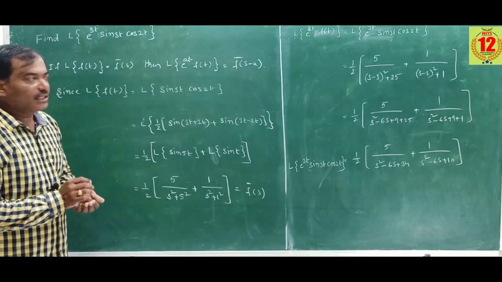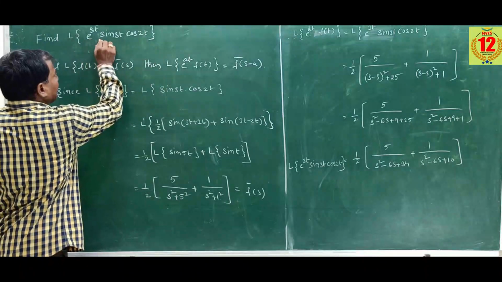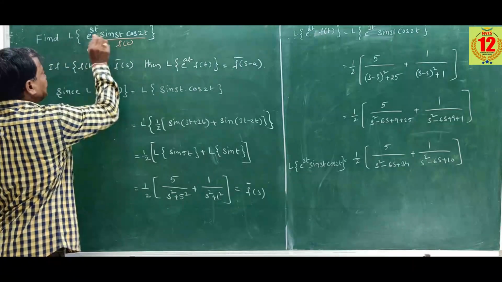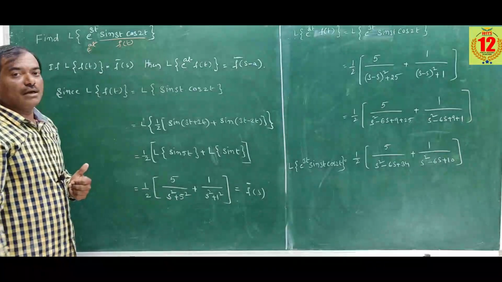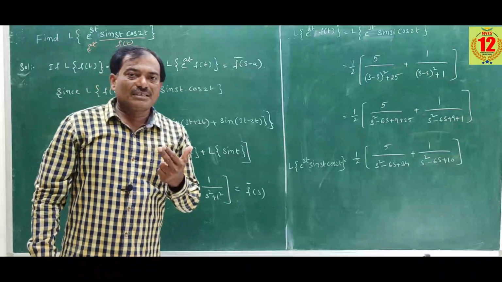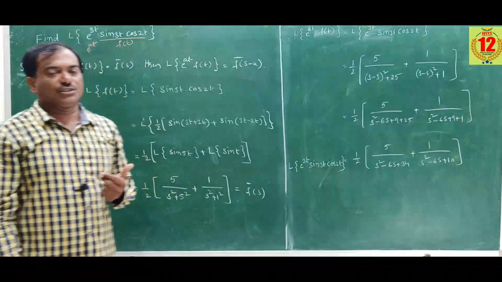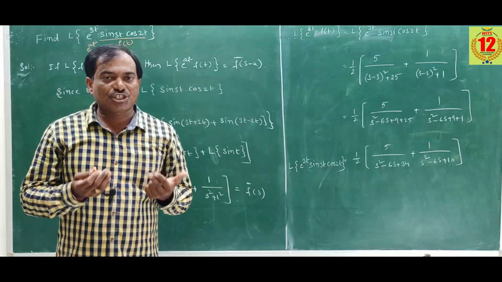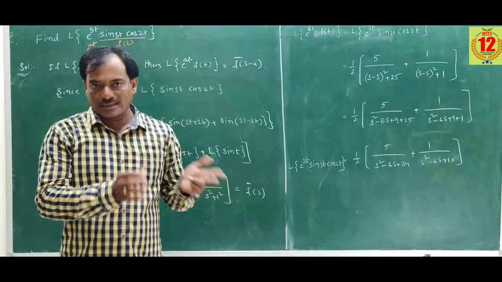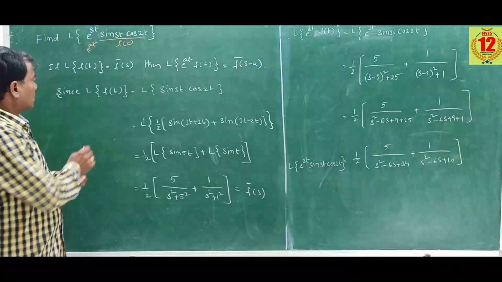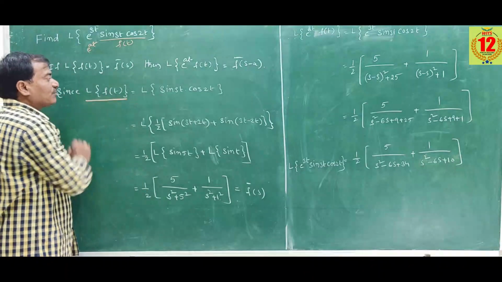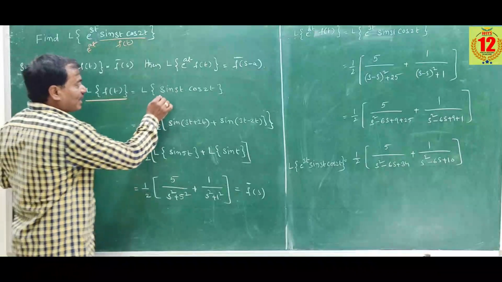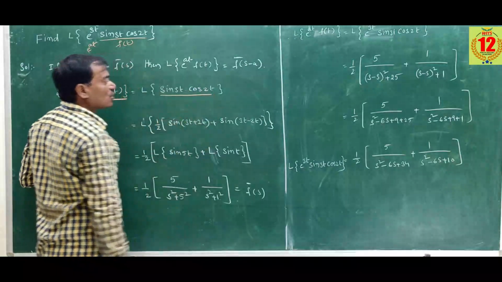So in order to find the Laplace transform of the given problem, first we identify what is f of t and what is e power at. This is f of t. F of t here is the multiplication of two trigonometric functions. We know how to find the Laplace transform of the multiplication of two trigonometric functions. Already we did some of the problems. Yes, this is the Laplace transform of f of t. What is f of t here? Sin 3t cos 2t. Laplace transform of sin 3t cos 2t.